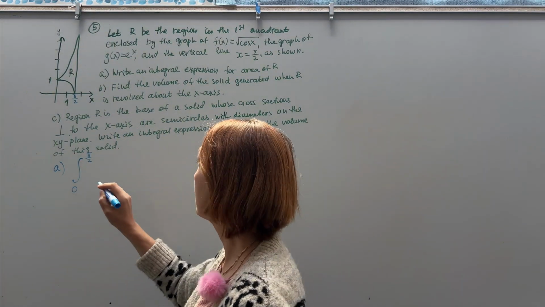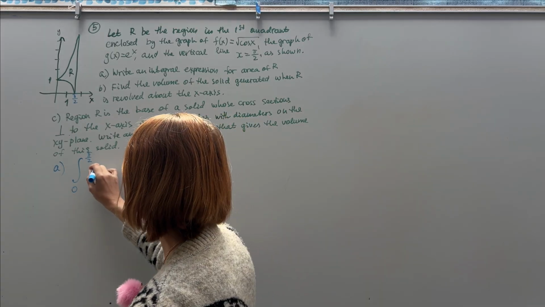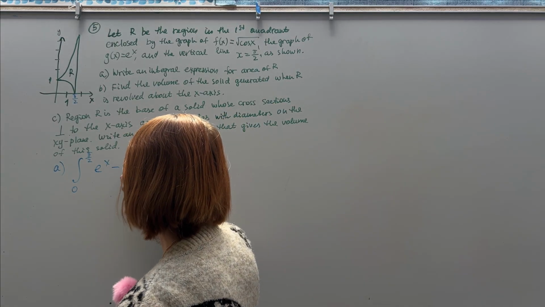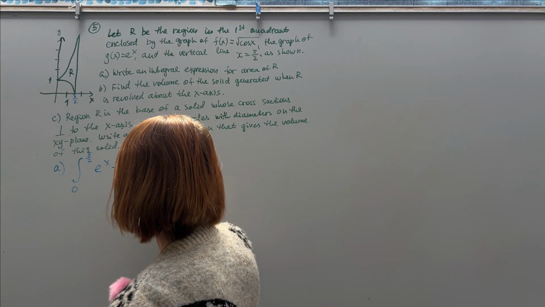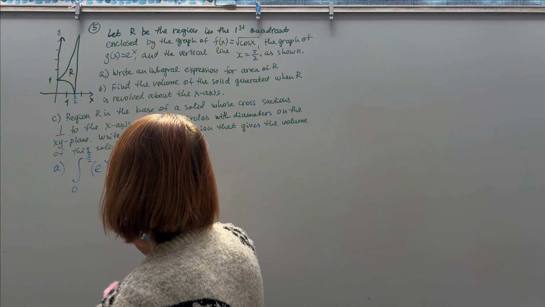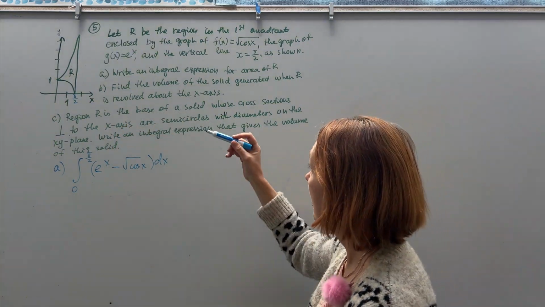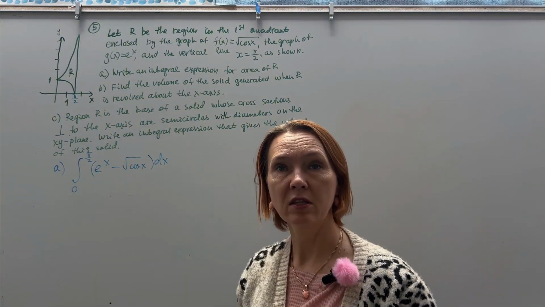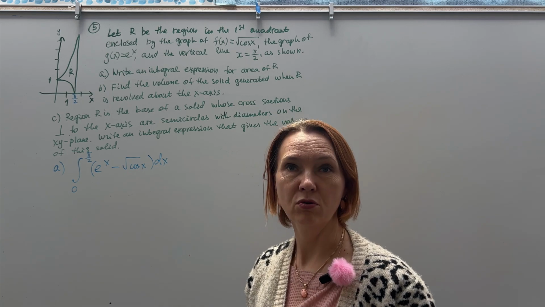And in this case, you have an option. You can either explicitly write down e to the x minus square root of cosine of x. That is your area. Or you can just write down g of x minus f of x. That is okay to do on the test.